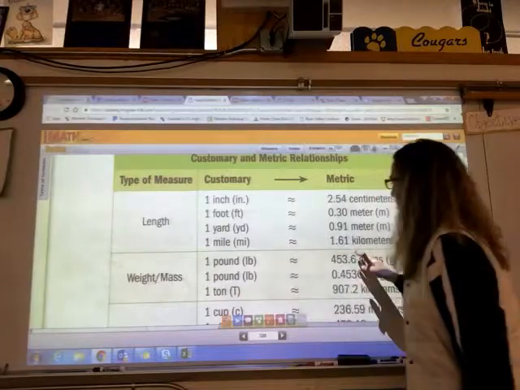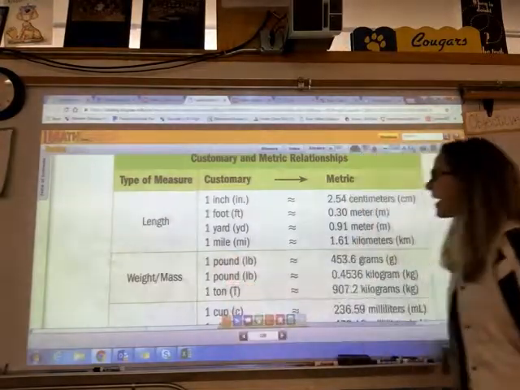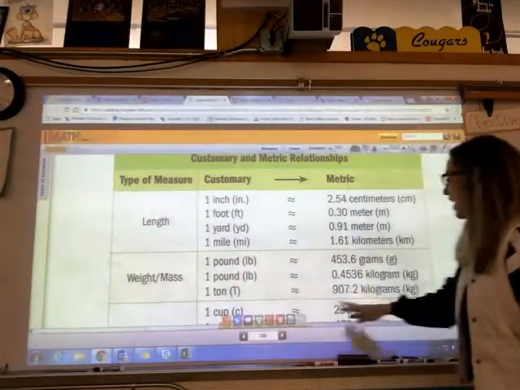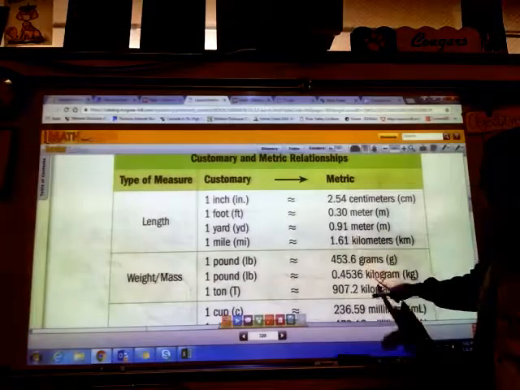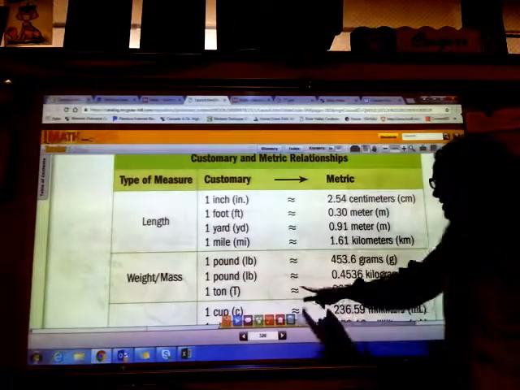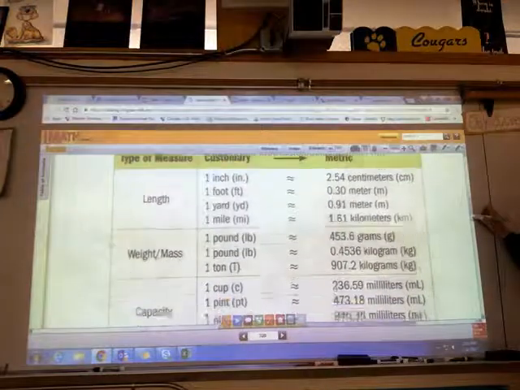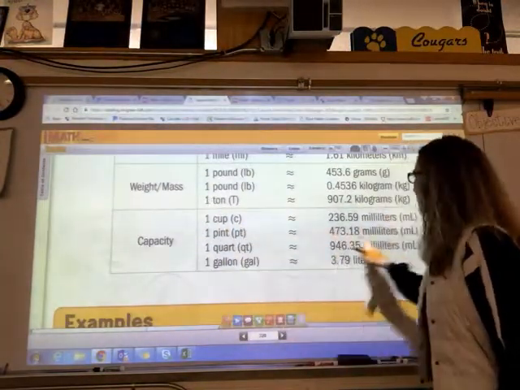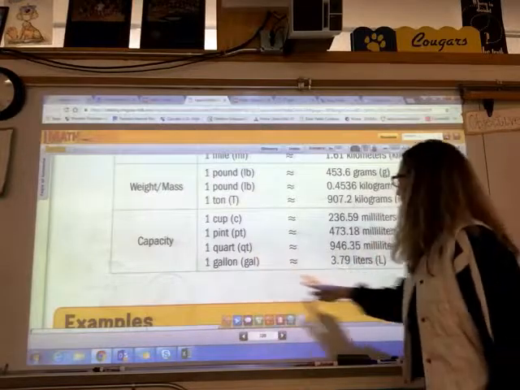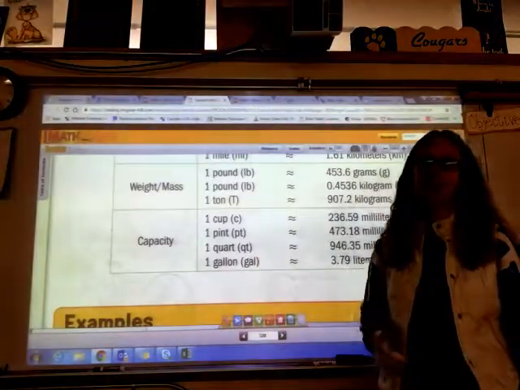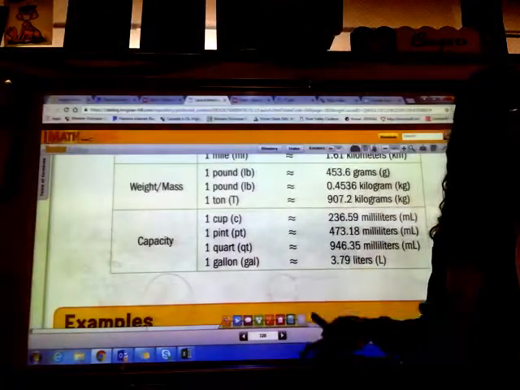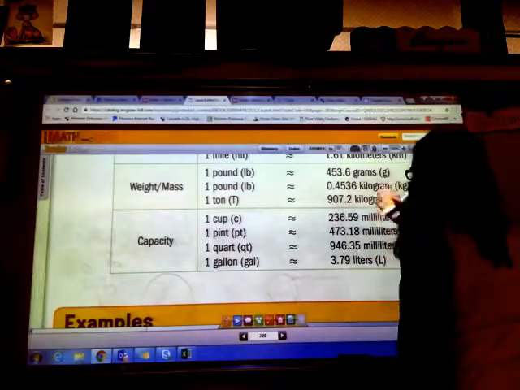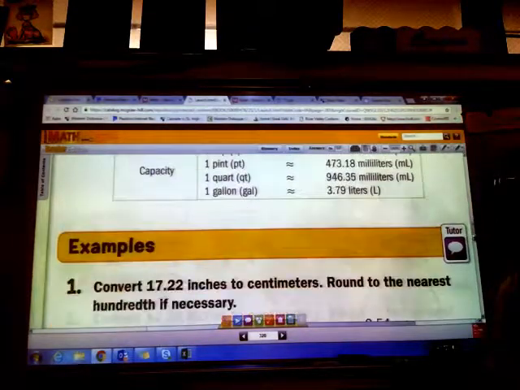Okay, you can see the same conversions they've given you for weight and mass. So you've got pounds and tons here. Pounds is changed to grams and also kilograms. And then tons to kilograms. And then on the bottom for capacity, cups to milliliters, pints to milliliters, quarts to milliliters, and then gallons to liters. Again, please take note of this chart because you are going to be using it quite frequently as we work through these problems, okay?